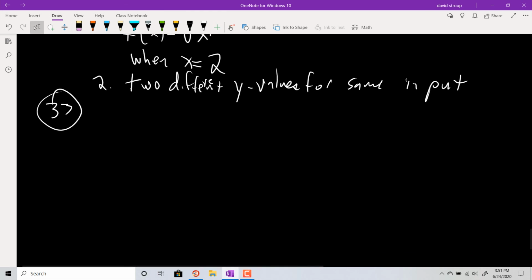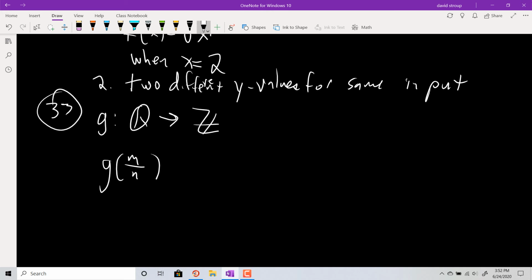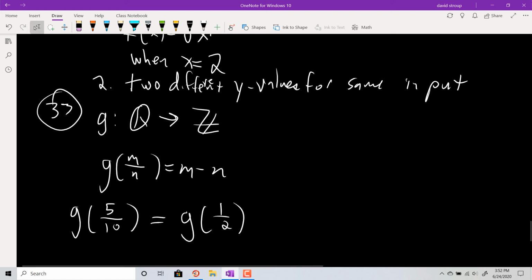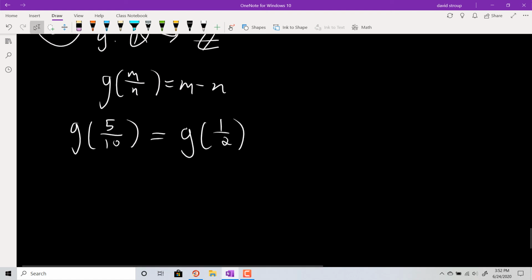And in the homework, they'll have you basically figure out a bunch of functions and kind of work with them. But g going from the rationals to the integers defined by g of m over n is equal to m minus n. Okay, and the problem here is you can have 2 of the same thing going to 2 different places. So imagine g of 5/10, which is the same as g of 1/2, right? 5/10 is the same as 1/2. But using the definition, you'll see you get 2 different values. So they'll say it's not well defined.